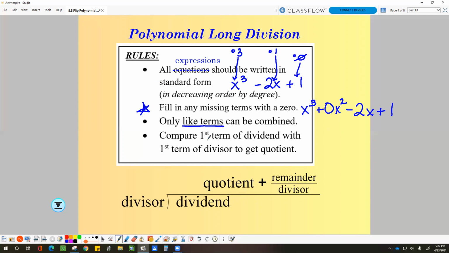And I compare the first term of the dividend with the first term of the divisor to get my quotient. So similarly to how I divided 428, I only looked at the 4 first, the very left side. When I look at my polynomials, I'll go with the first term of the dividend and look at the first term of the divisor, and that's how I'll find my quotient. Okay.